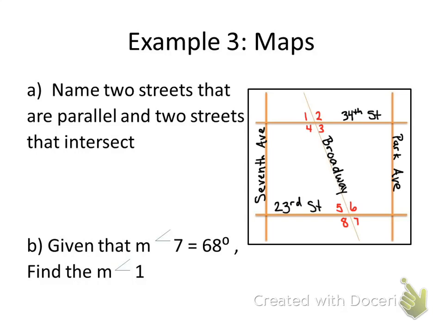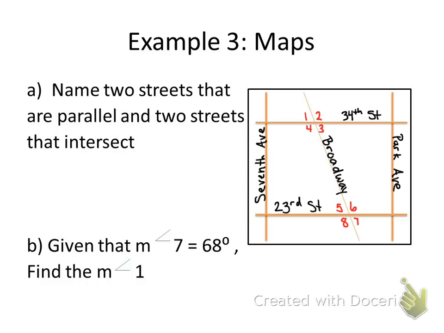Logan? Park Avenue and 7th. Okay, Park Avenue and 7th Avenue. What are 2 other streets that are parallel that you could have put? Galen? 34th and 23rd. What about 2 streets that intersect? Tyrese? 34th Street, Park Ave. All right, 34th and Park. That actually forms perpendicular lines.